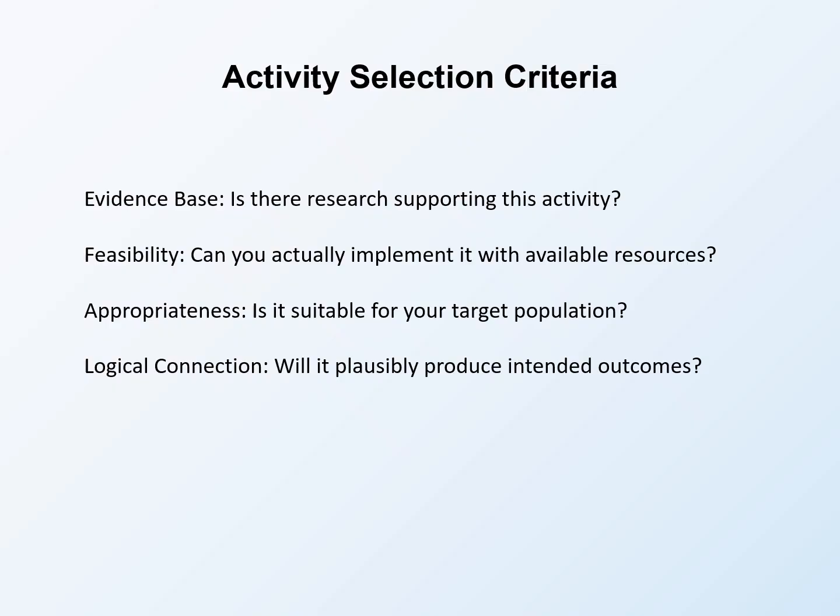Logical connection asks whether the activity will plausibly produce your intended outcomes through a clear pathway. There should be a clear theory for why this specific activity leads to that particular outcome. If the connection is not evident to reviewers, your logic model has a gap that needs addressing.